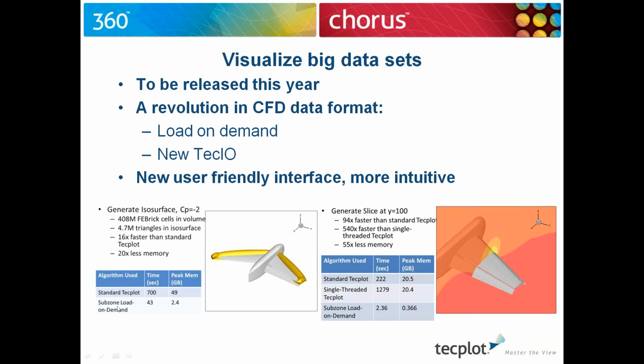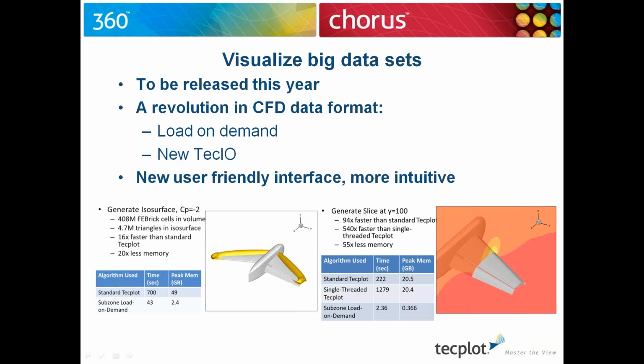And even more interesting, I would say, is that the peak memory currently is about 50 gigabytes. That's something that you can get only on a big computer. It's been reduced to 2.4. That's an amount of memory that you can find on a laptop. So basically, it allows you to visualize big data on small computers and in a very fast way.